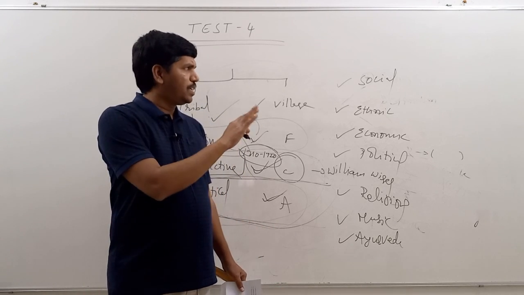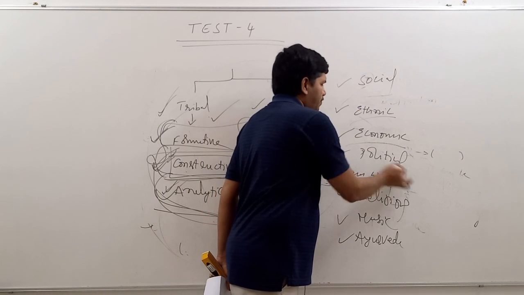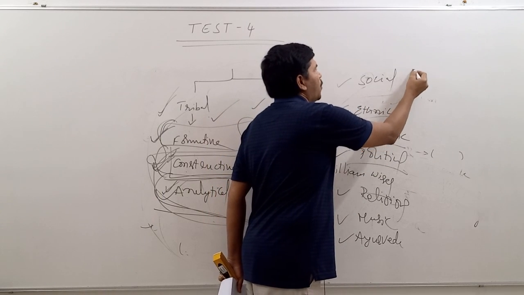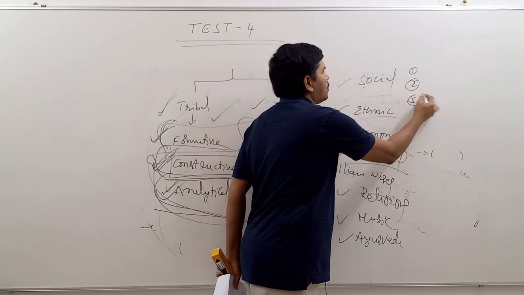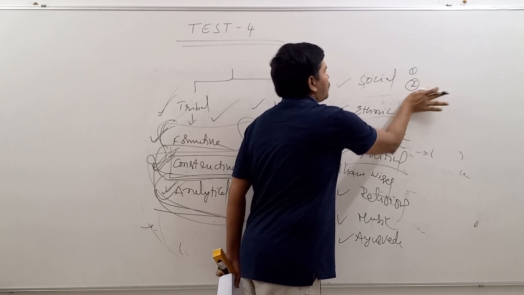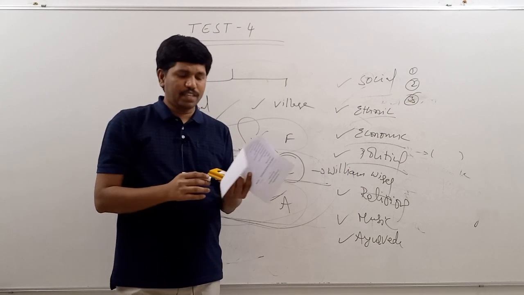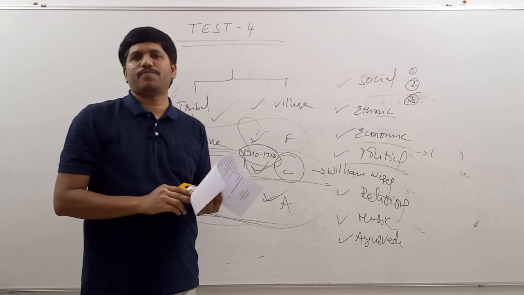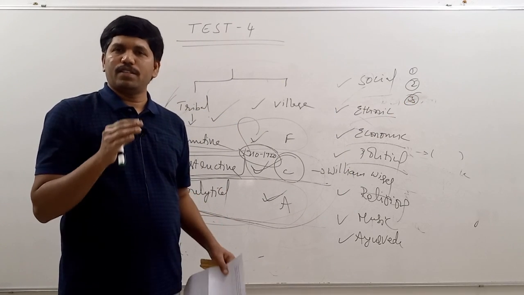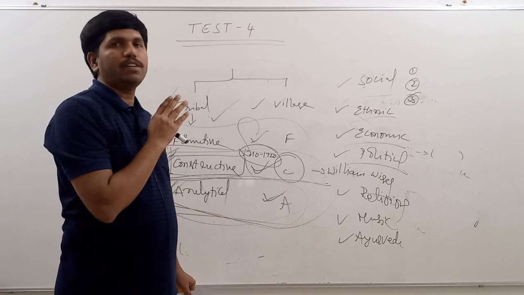You have to put subheadings, and under each subheading write points, first point, second point, third point, like this, in the form of points. If you write like this, you will get very good marks. Okay. This is the explanation for test 4.